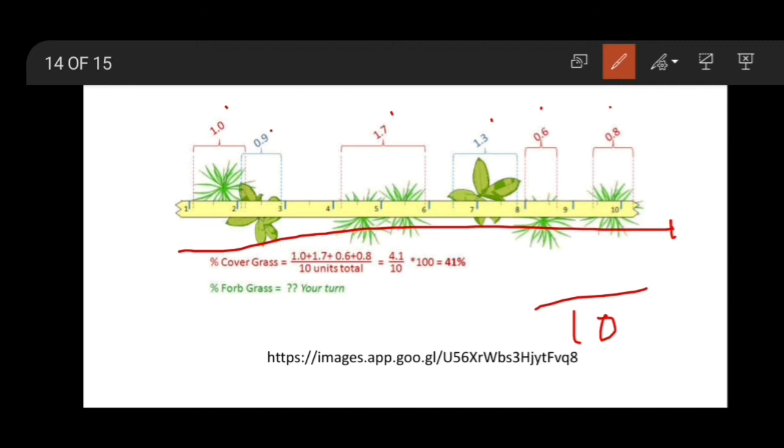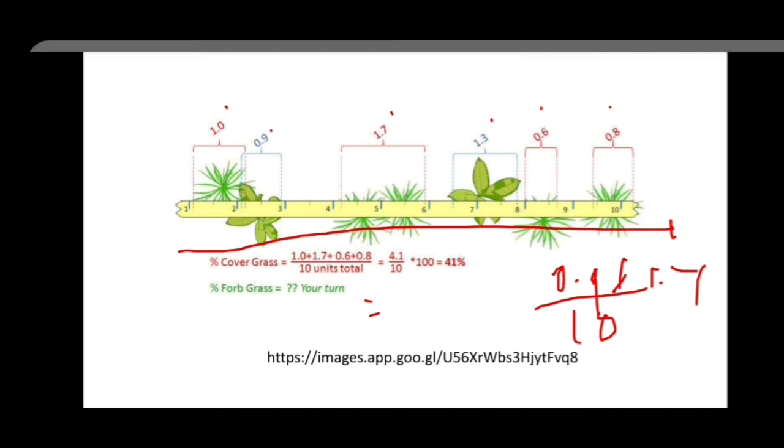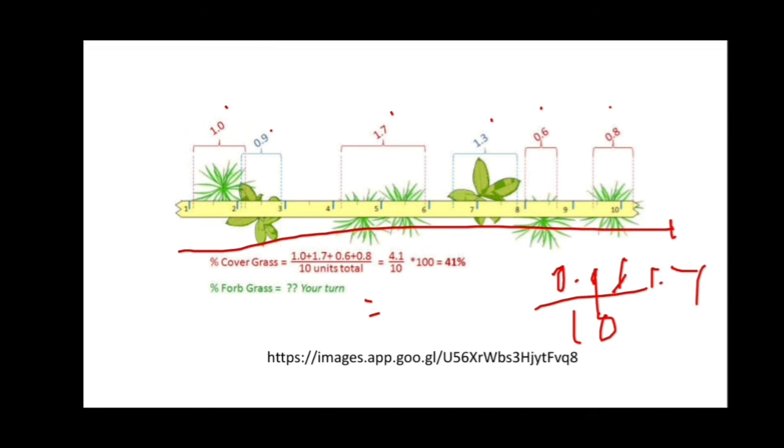Now for grass, what we have to do is 0.9 plus 1.3, divided by 10, and there is your answer. So you have to solve this in your book. So this is about the belt transect method and the line transect method. Thank you.